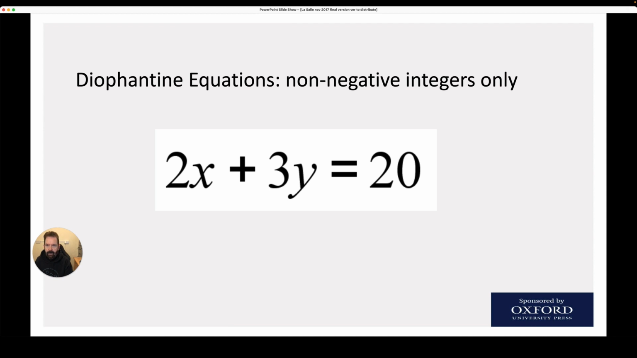One of the types of equations I do with young children is Diophantine equations. What I'm about to demonstrate only works with non-negative integers, but eventually as you become more abstract and leave the manipulatives behind, then these same ideas apply to negatives as well.